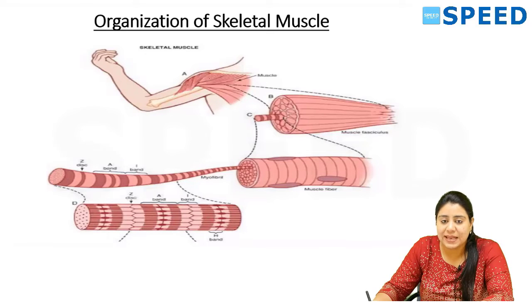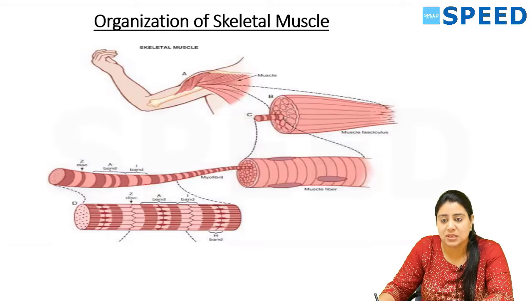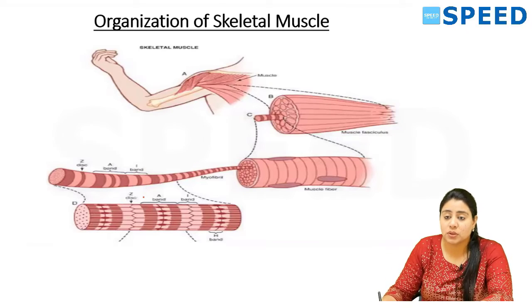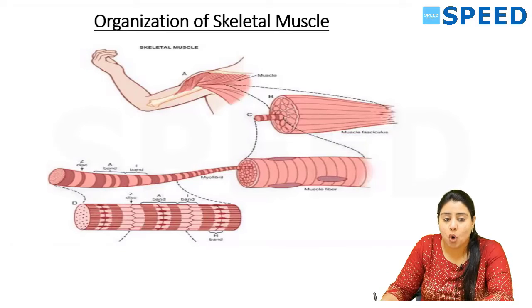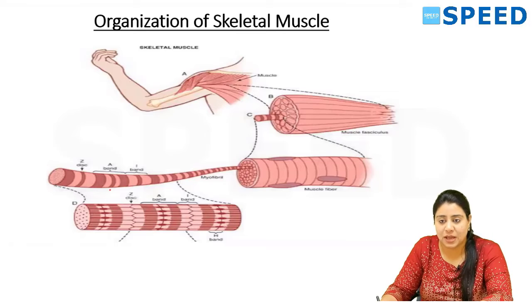Here we can see an entire muscle belly. In the next diagram, multiple muscle fasciculi form a muscle belly, and multiple muscle fibers form a muscle fasciculus, and the muscle fiber consists of various myofibrils. Now, based on the appearance of these myofibrils under microscopy and their properties to reflect light, they have an alternate arrangement, giving alternate dark and light bands.